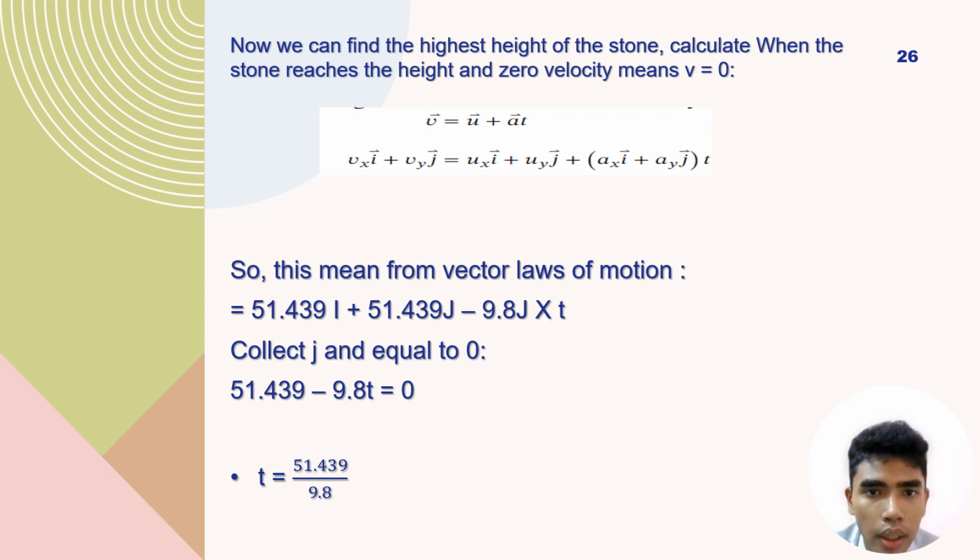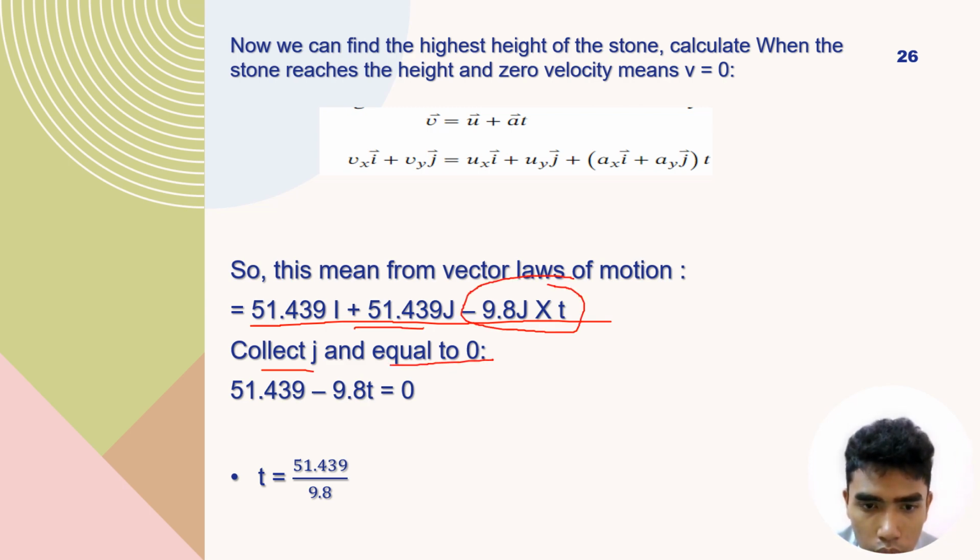After that, we can find the highest point of the stone. Calculate when the stone reaches the highest point, where velocity v equals 0. So from the vector law of motion, we get this equation right here. From the first one, we get 51.439. Because only j has the value of t, we only collect j and set it equal to 0, because the final velocity is 0. Then we calculate the value of t, and that's what we get.